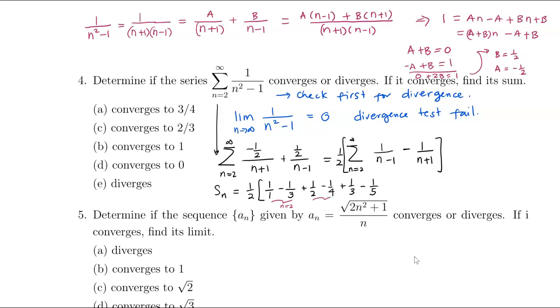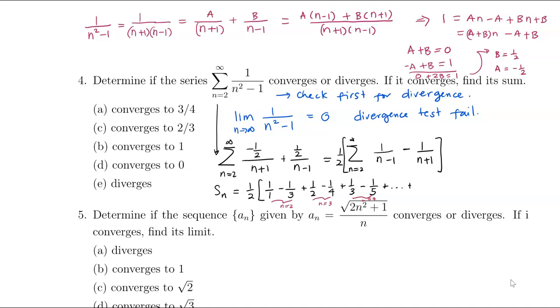And this is when n is equal to 3. Now if n is equal to 3, 3 minus 1 is 2, and 3 plus 1 is 4. Then this one here is when n is equal to 4. So n, which is 4, 4 minus 1 is 3. So you have 1/3 minus 1/5, since 4 plus 1 is 5, and so on. Then you write the last term.